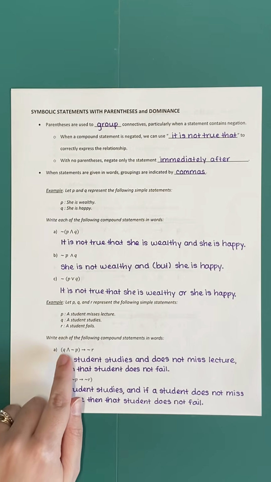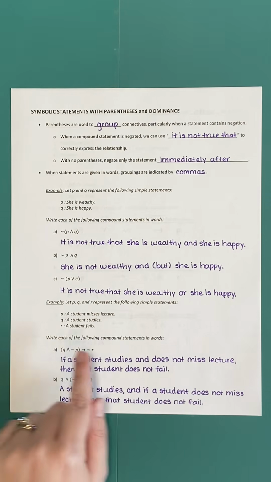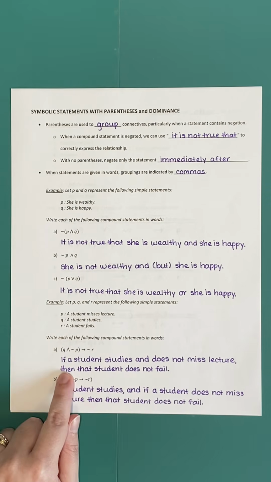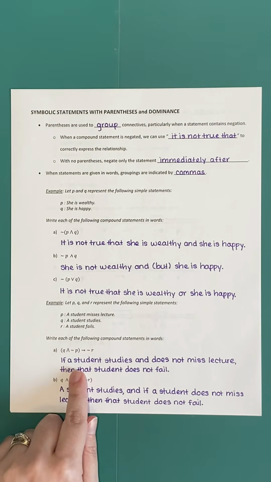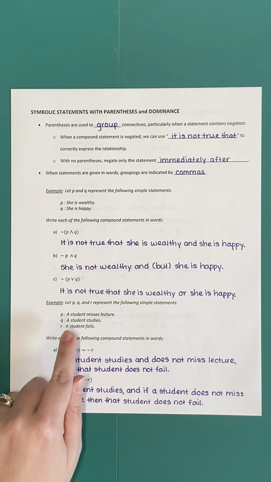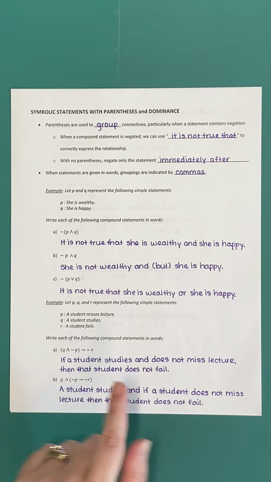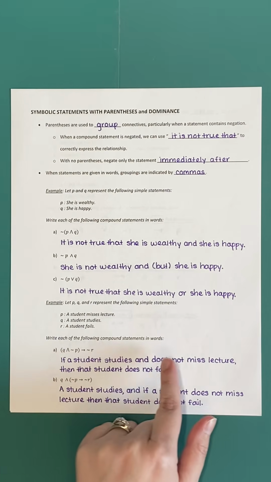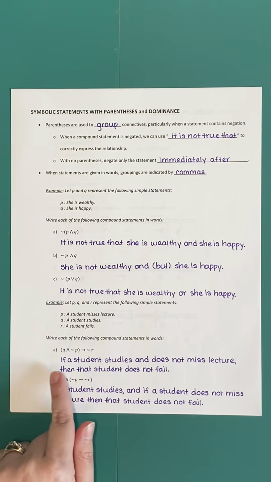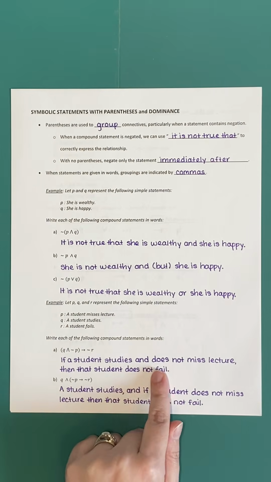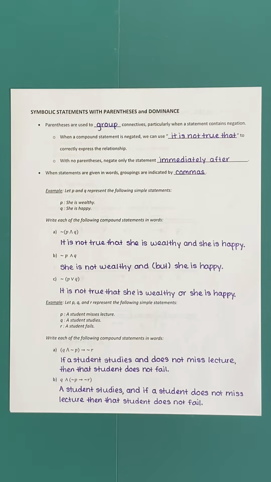So if a student studies and does not miss lecture, then fill in the blank, then not R. So it's not the case that a student fails. The student does not fail. So if a student studies and does not miss lecture, then that student does not fail. And notice that makes sense. If you read that sentence, it makes sense. It's not stilted, it's not difficult to understand what's being communicated there.